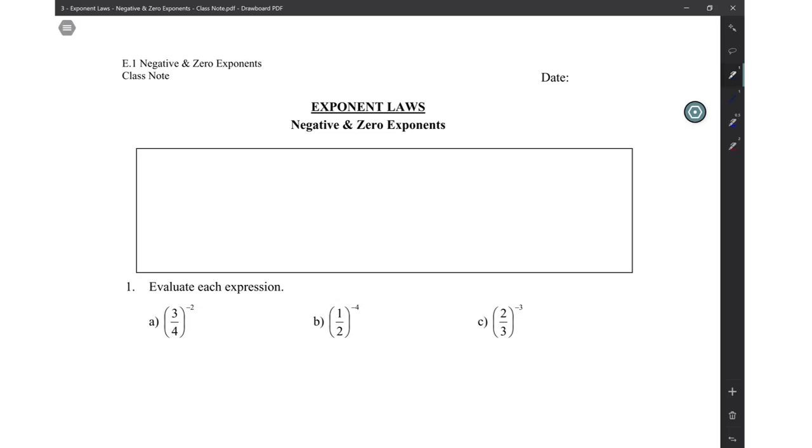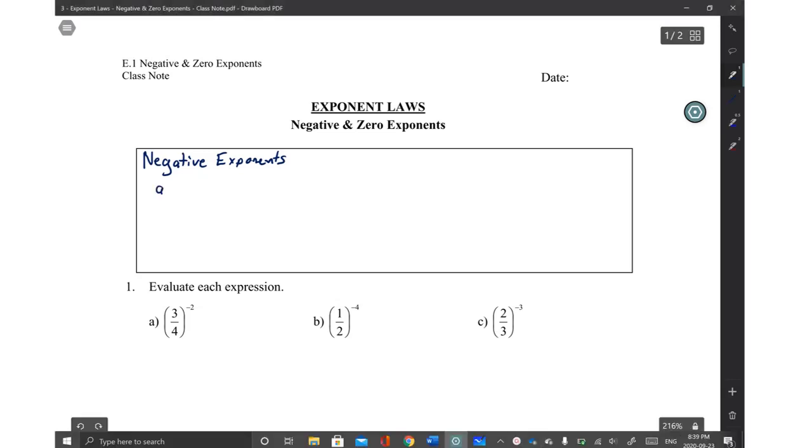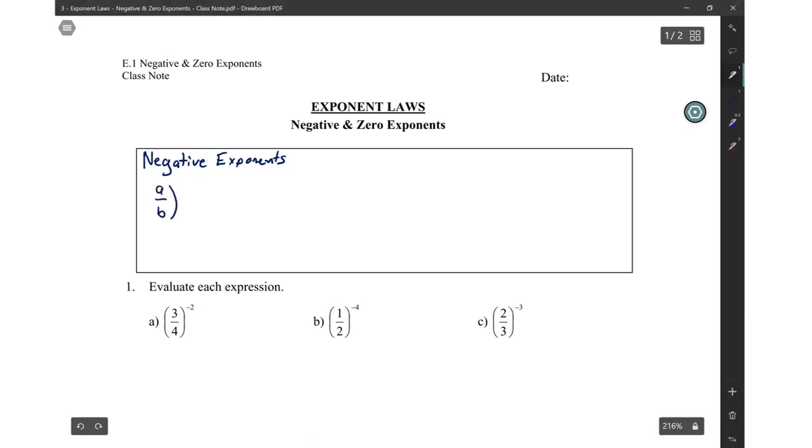So we can draw that rule for negative exponents from the previous page. Negative exponents, and we can begin with our rules right here. So a divided by b, all to the power of a negative exponent, becomes b over a to the power of a positive exponent, the same exponent there.